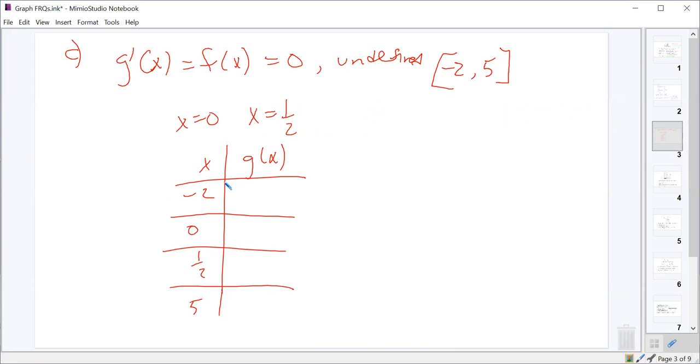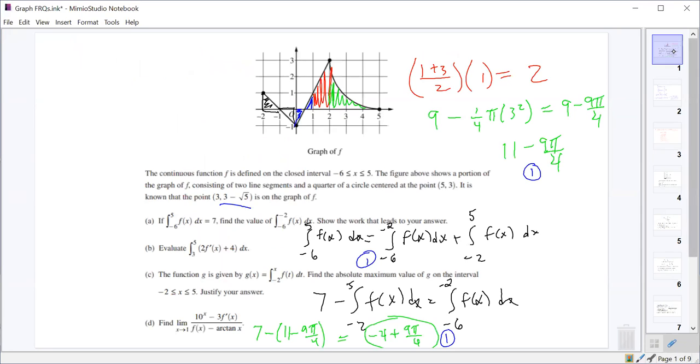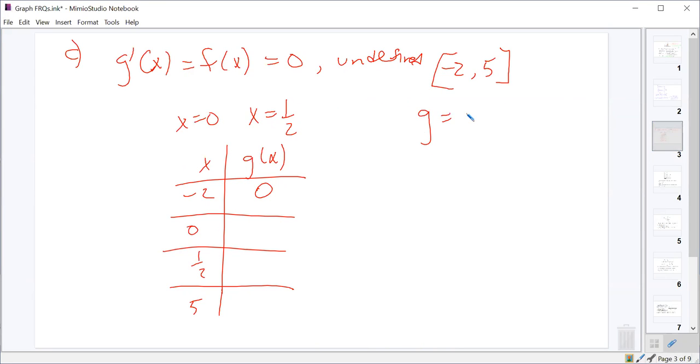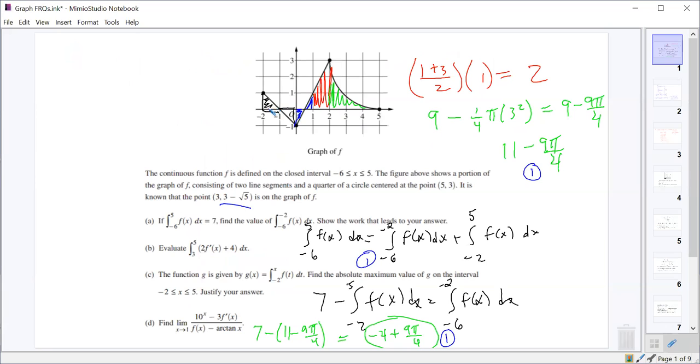So g of -2 ought to be pretty easy. That should just be 0, right? Because we know that g of x is the integral from -2 to x of f t dt. So now we're looking for the integral from -2 to 0.